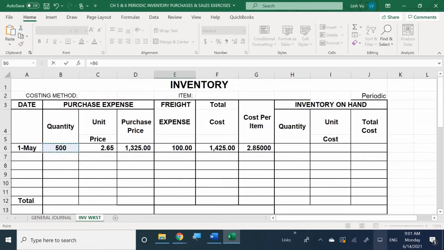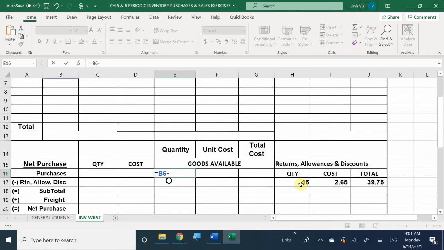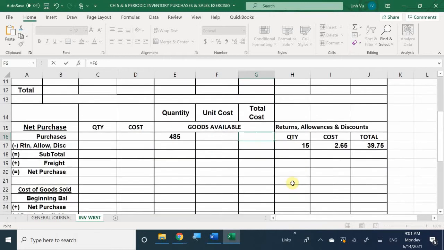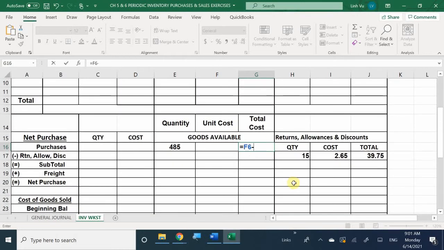So in this case, I had 500, but I end up returning 15. So how much should I have left? 485. 485, right? And in this case, I changed my total cost because I end up getting a refund. So if my total cost is this, I also need to subtract out my actual refund. So what should be my new total cost?